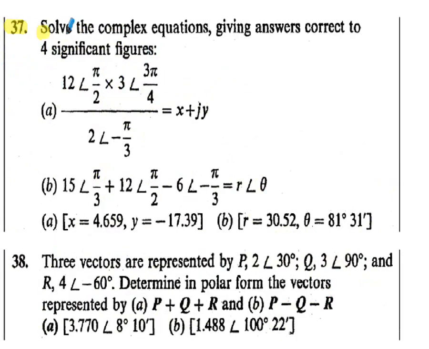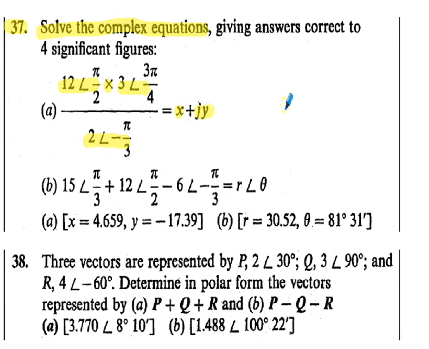Question 37, we're asked to solve the complex equations given. So on the left hand side we have 12 argument pi upon 2, angle in radians of course, multiplied by 3 argument 3 pi upon 4. That's all divided by the complex number 2 argument negative pi upon 3. We've got to equate that to the x plus jy format.